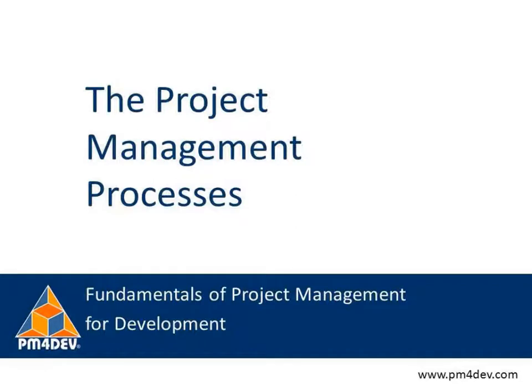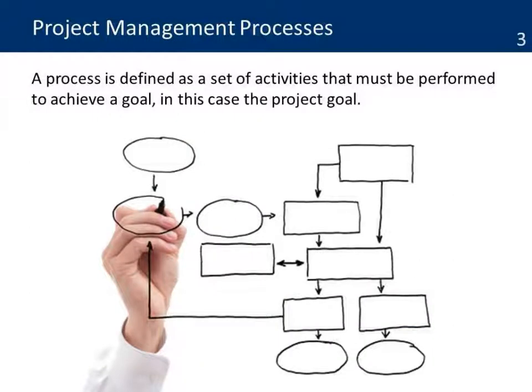Now we have the presentation on project management processes. A process is defined as a set of activities that must be performed to achieve a goal, in this case, the project goal. It's a set of activities that need to be done in a specific order to achieve something.